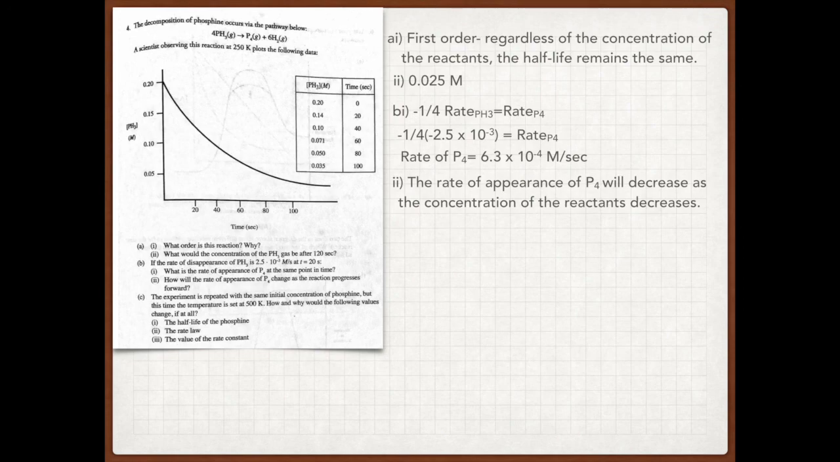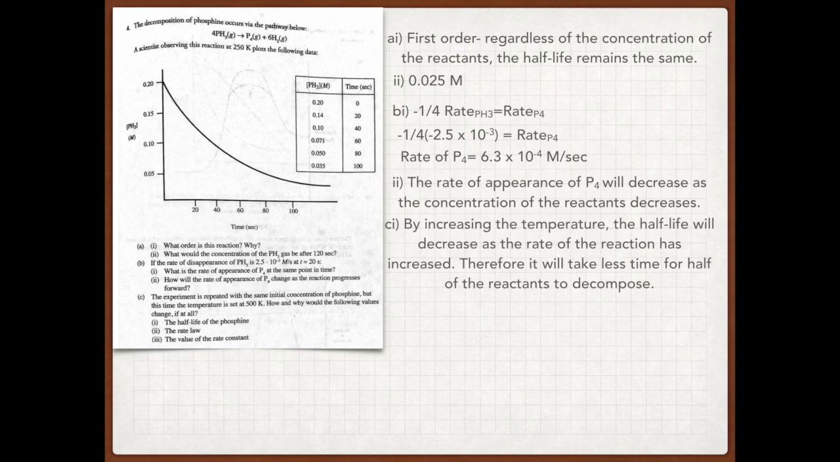For C-I, it says the experiment is repeated with the same initial concentration, but this time the temperature is set to 500. So the temperature was increased. How and why would the following values change, if at all? So the half-life. By increasing temperature, you are increasing the rate at which this reaction proceeds. So since you're increasing the rate at which this reaction proceeds, what that tells you is that the half-life is going to decrease. And it decreases because the rate increases, meaning it's going to take less time for half of the sample to decompose, which makes sense.